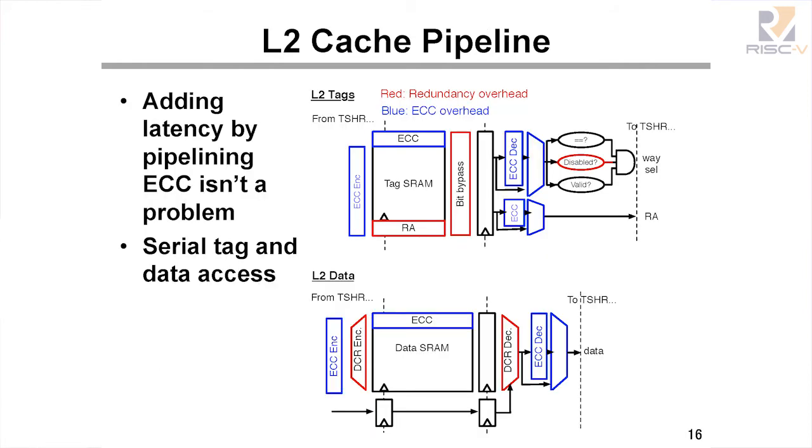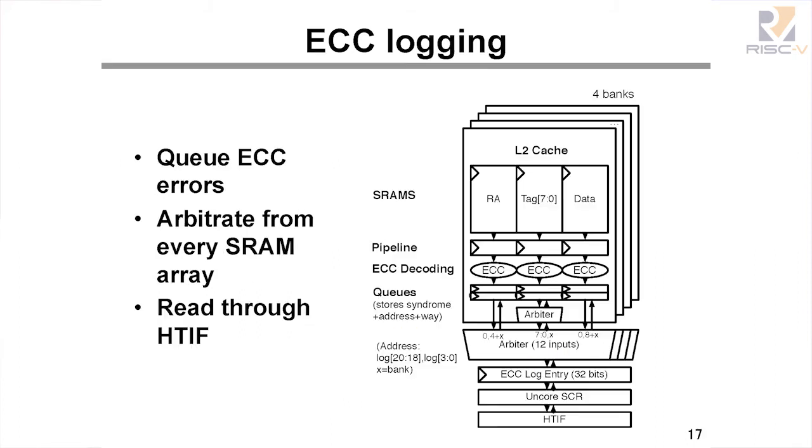The L2 implementation is much easier. For the L2, you simply pipeline an extra stage for the ECC because you care less about area overhead. ECC logging is done in parallel for every single SRAM access and is buffered up into local queues, and then an arbiter pulls off the error logs over the host target interface whenever errors are detected. And again, this isn't necessary for Vmin reduction. This is just for debugging purposes.